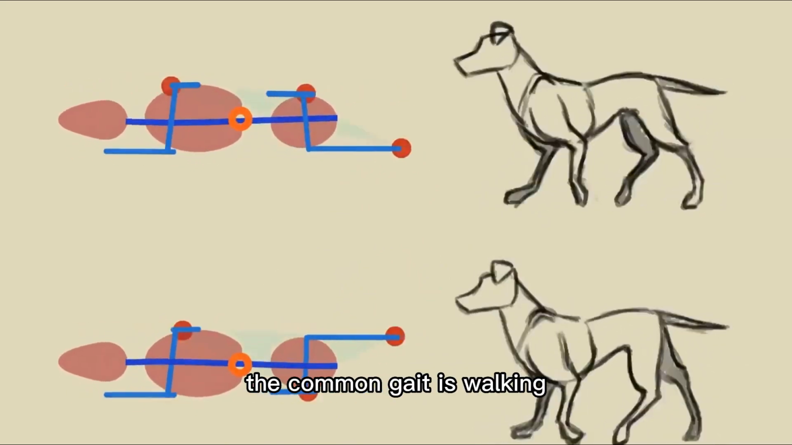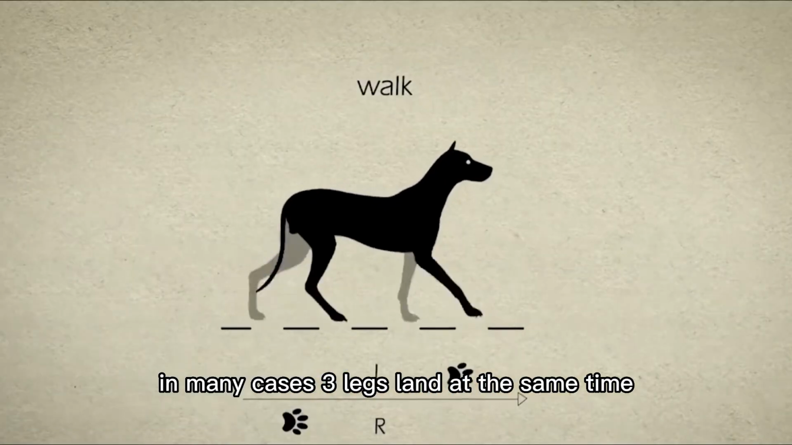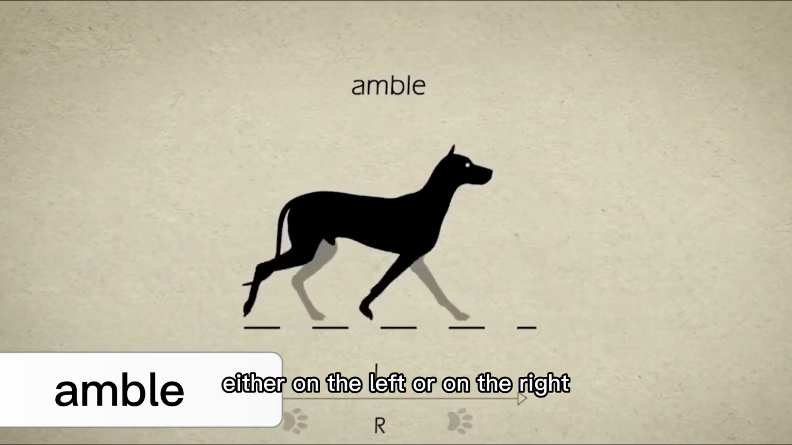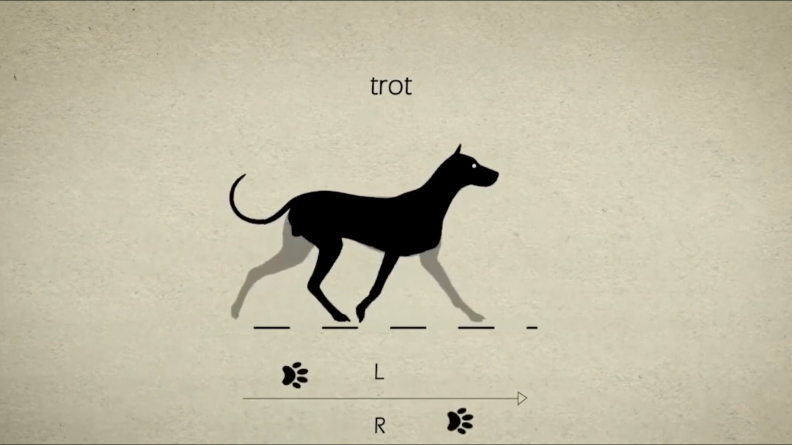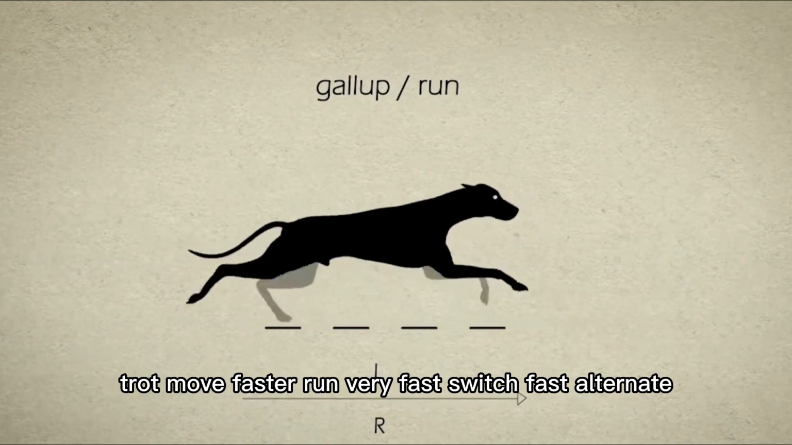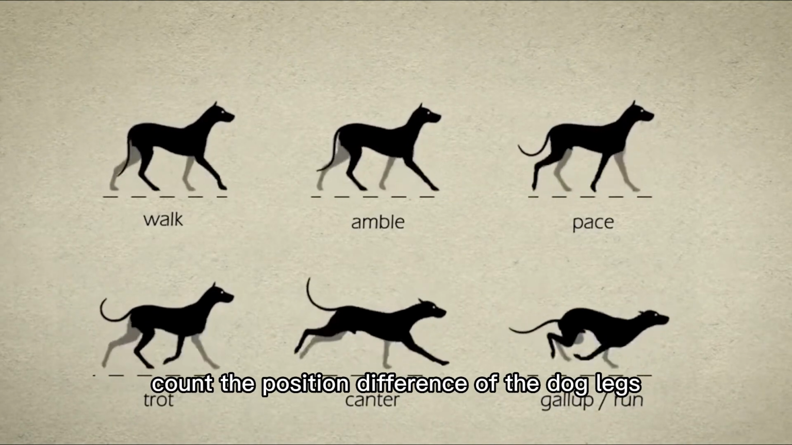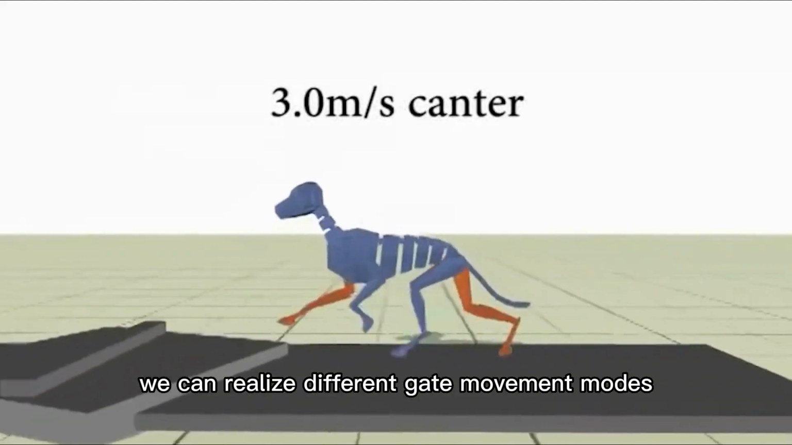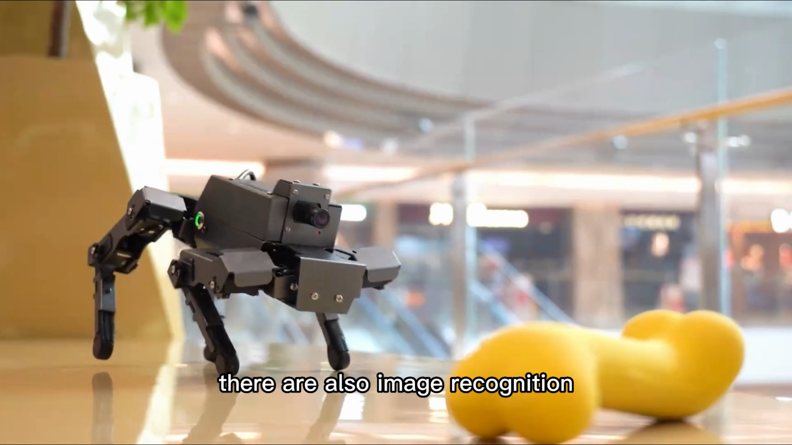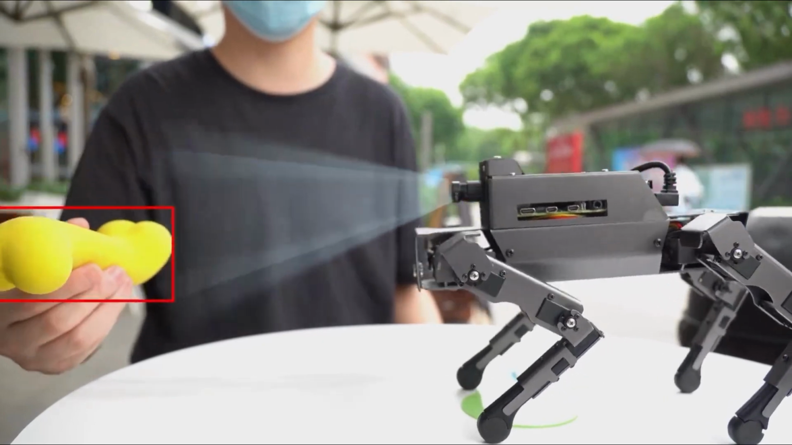The common gait is walking, which is a very stable way of walking. In many cases, 3 legs land at the same time. Amble, both feet land gradually, either on the left or on the right. Trot, move faster. Run, very fast switch fast alternate. After we calculate and count the position difference of the dog legs, we can realize different gait movement modes through the gait planning. There is also image recognition, which can reflect the intelligence of the robot dog.